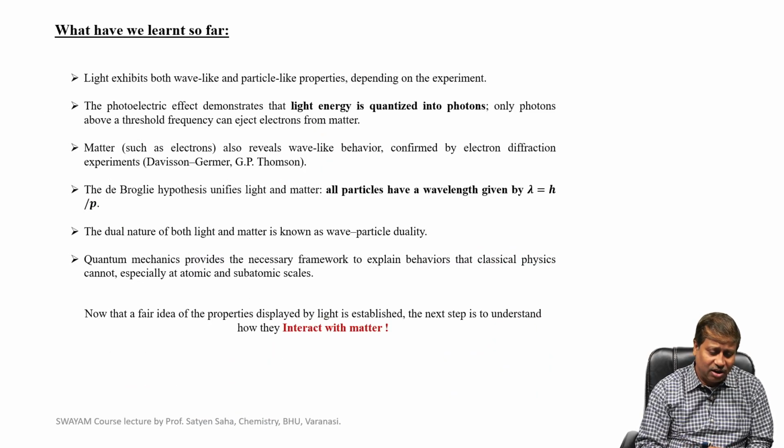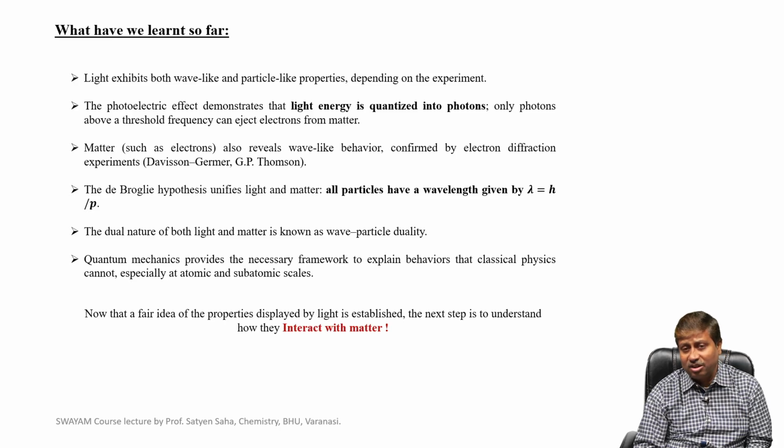Okay. So, what we learned so far is that light exhibits both wave-like and particle-like properties, and depending on the type of experiment, one can identify them. The photoelectric effect demonstrates that light energy is quantized into photons. Only photons above a threshold frequency can eject electrons from the matter. We have discussed this with a problem also. Matter such as electrons also reveals wave-like behavior, which is confirmed by the Davisson-Germer experiment that we have discussed.